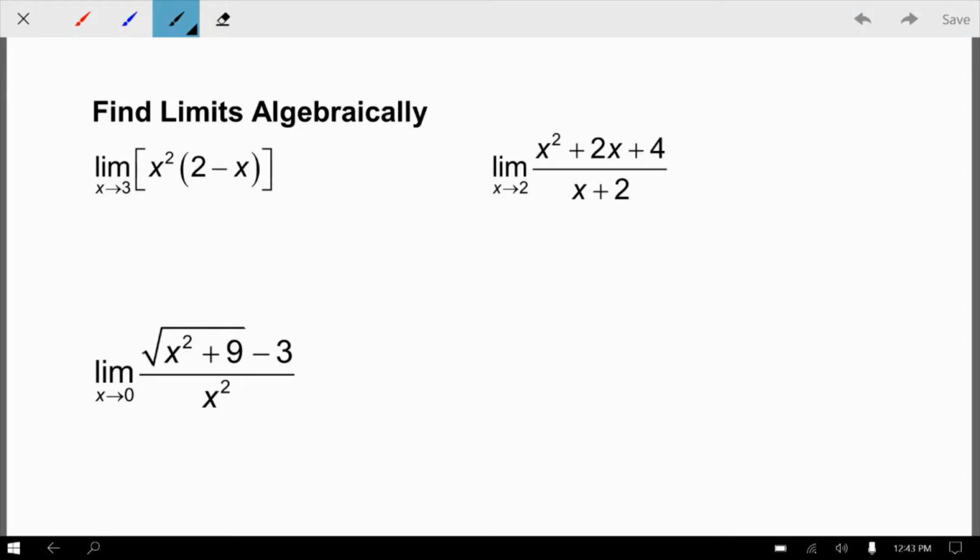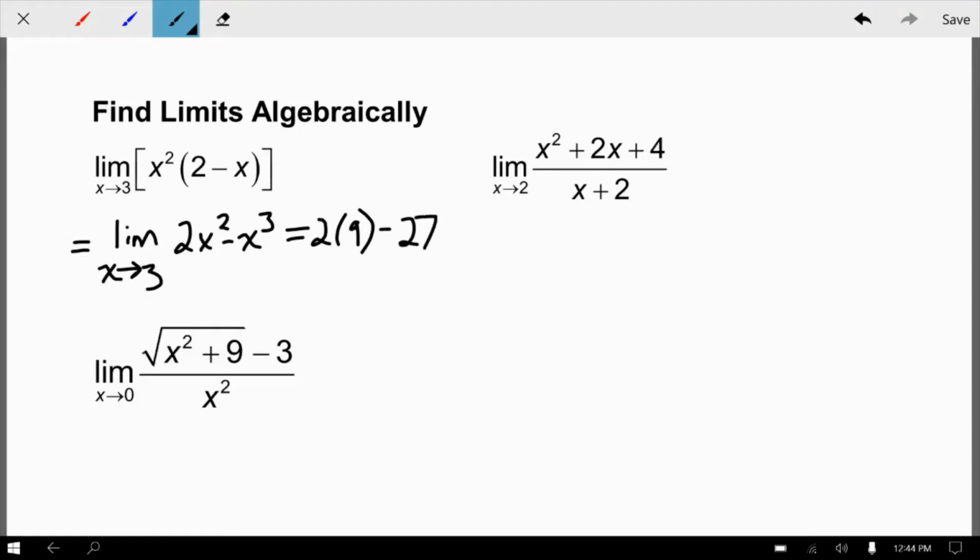So let's look at this first problem. It says the limit as x approaches 3 of x squared minus 2x. Well, direct substitution just means I'm going to plug in this value of 3 into my function. And if I get a value, that means the function's continuous there, so the limit's going to be equal to that value. So in this case, this would just be equal to the limit as x approaches 3, and I could write it as, if I want to, 2x squared minus x cubed. But in the end, that's going to be the same as plugging 3 into this. 2 times 9 minus 27. And that's going to give me a value of negative 9.